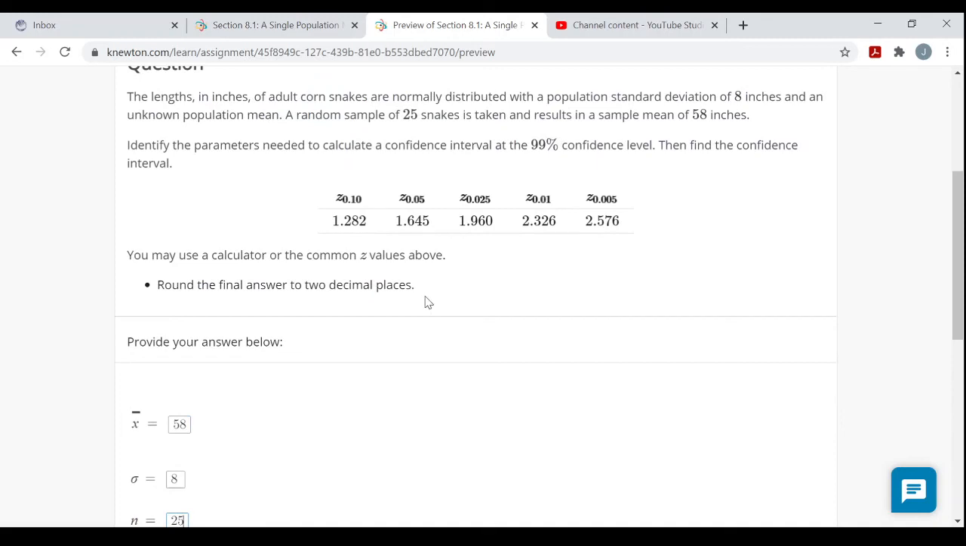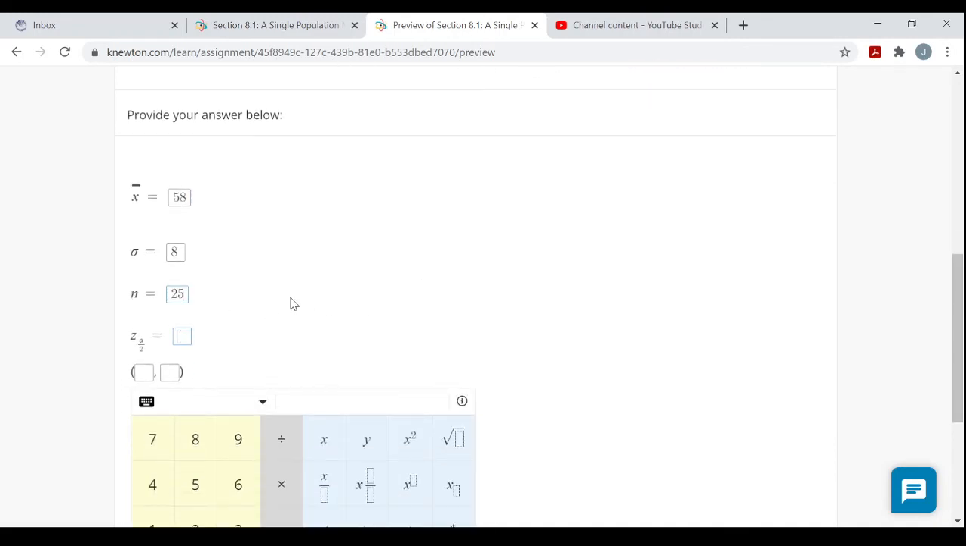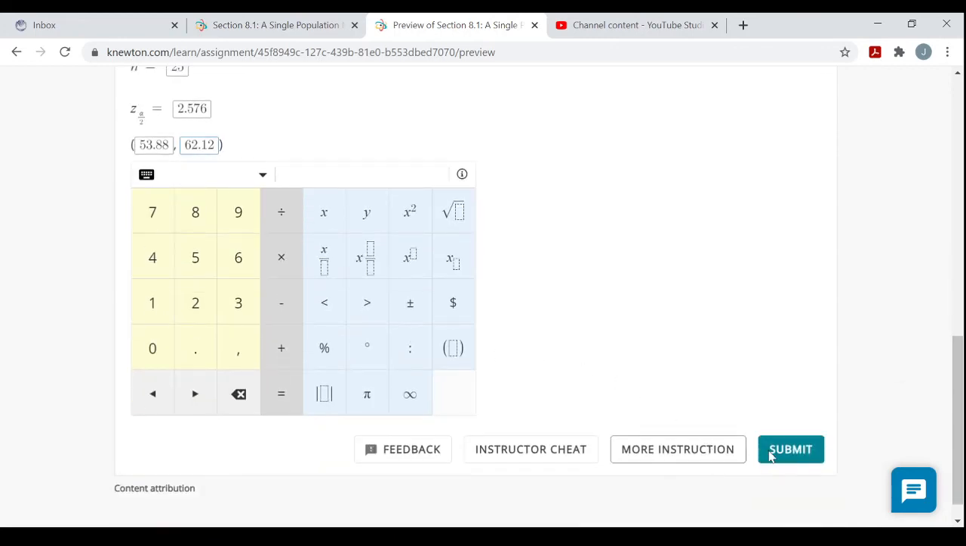And we saw that here. That was 2.576 standard deviations, 2.576. And then finally, what is the confidence interval? What's the lower bound and upper bound of our 99% confidence interval to 2 decimal places? So that was 53.88 for the lower bound. And then the upper bound was 58 plus that margin of error, 62.12. That's 58 plus 2.576 standard deviations, 2.576 times 1.6. And let's submit.